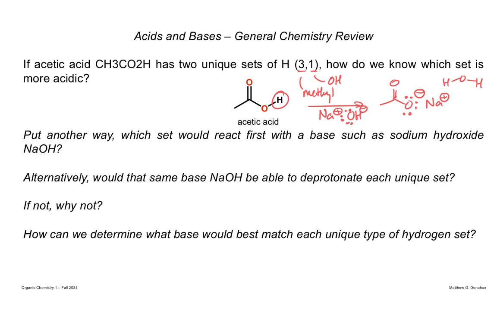And then we get two products from that. We get sodium acetate and then water. So for every acid-base reaction, you have the acid-base starting material, and then you're ending up with two products.